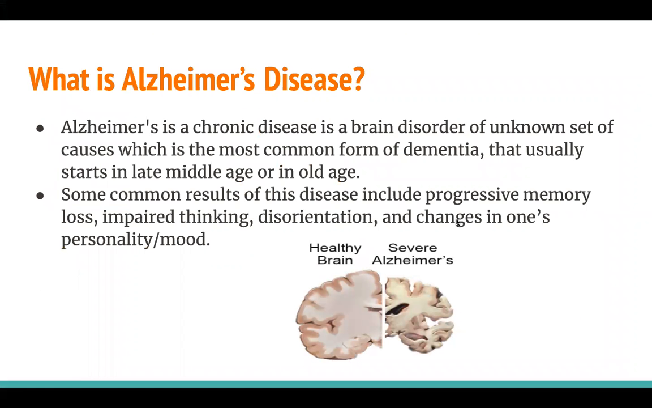What is Alzheimer's disease? Alzheimer's is a chronic disease and a brain disorder of unknown set of causes, which is the most common form of dementia that usually starts in late middle age or in old age. Some common results of this disease include progressive memory loss, impaired thinking, disorientation, and changes in one's personality or mood. The diagram you see here shows the difference between a healthy brain and a severe Alzheimer's brain in patients.